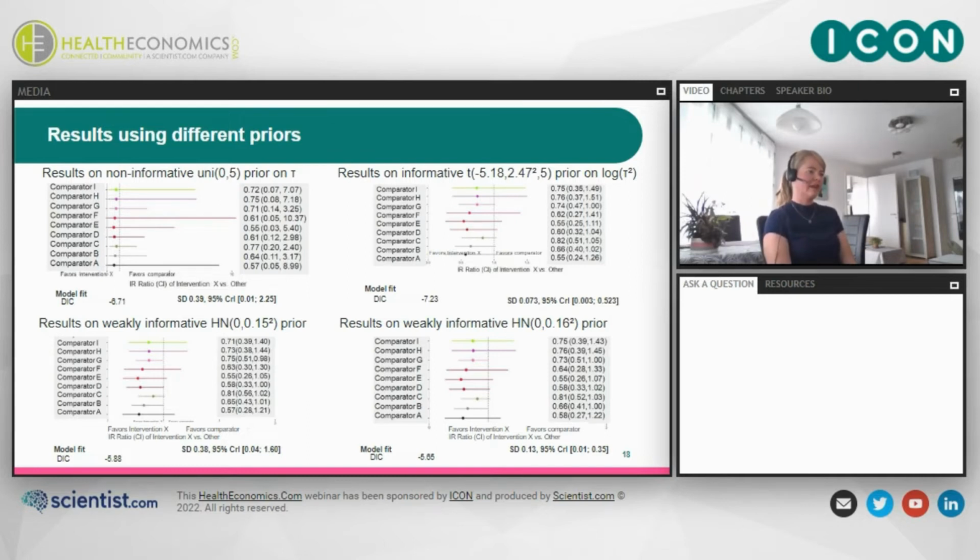But if we slightly increase the value for tau to 0.16, then already the decision is reversed again. So if we look at these results, we can see they are extremely sensitive to the priors, and the DIC was also assessed, which is always similar, between -5 and -7. So a decision according to the DIC could not be made as well.